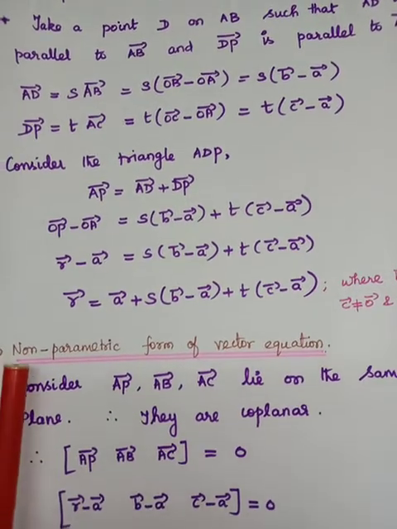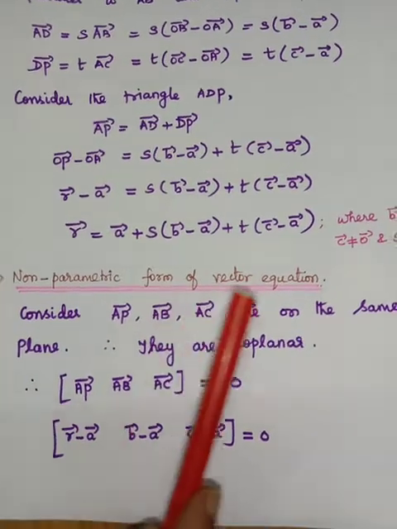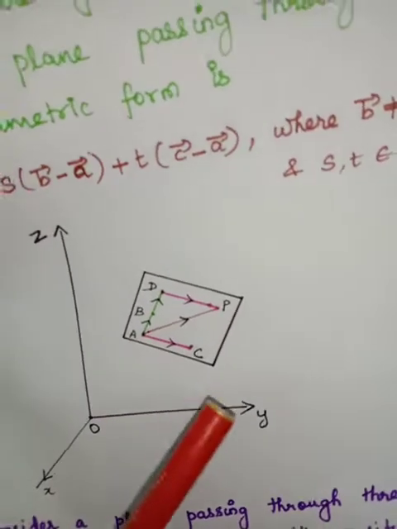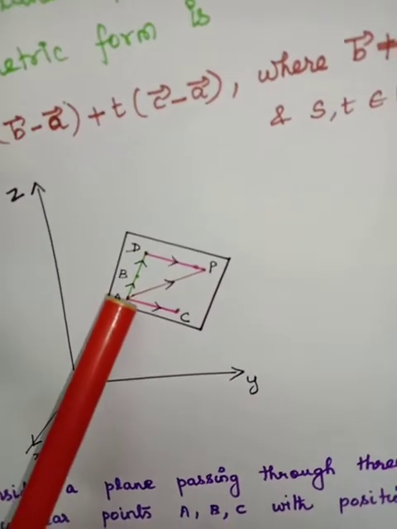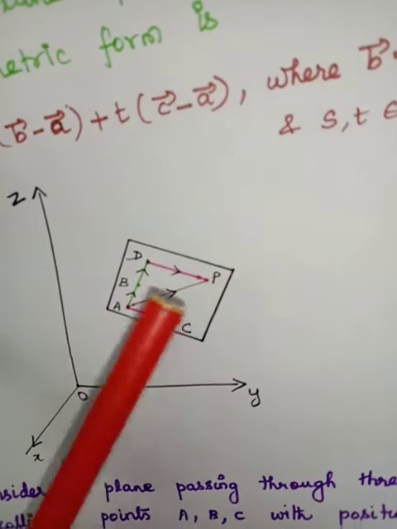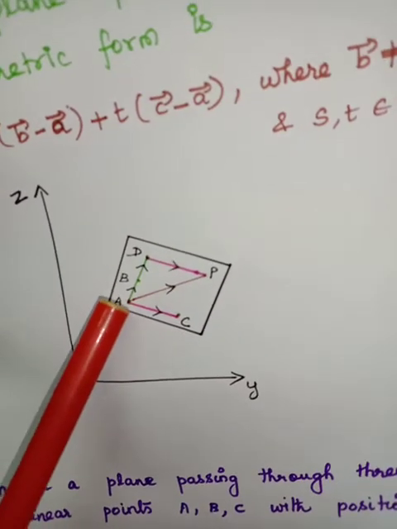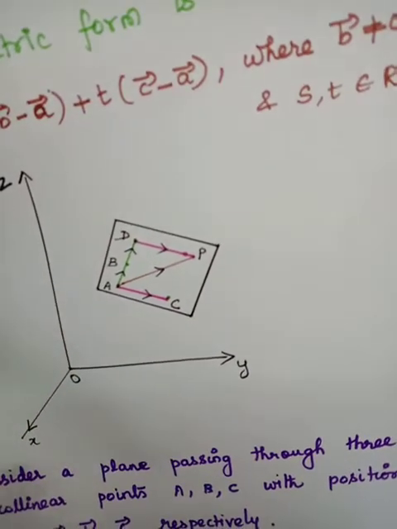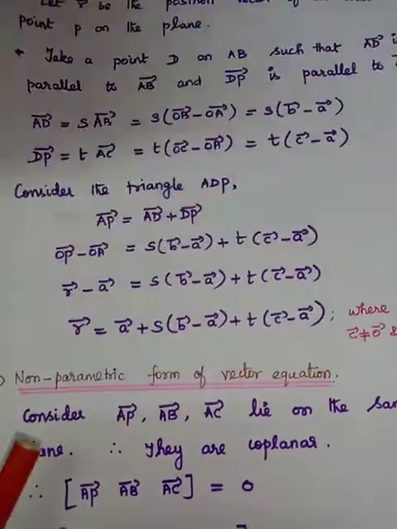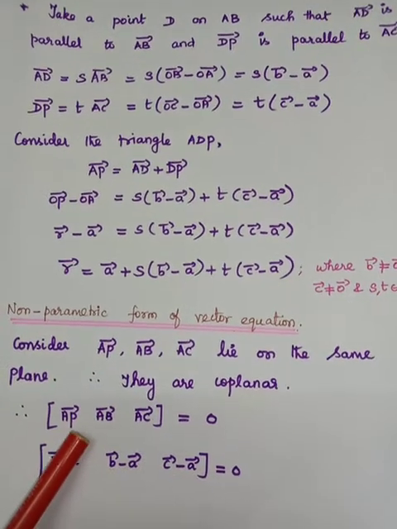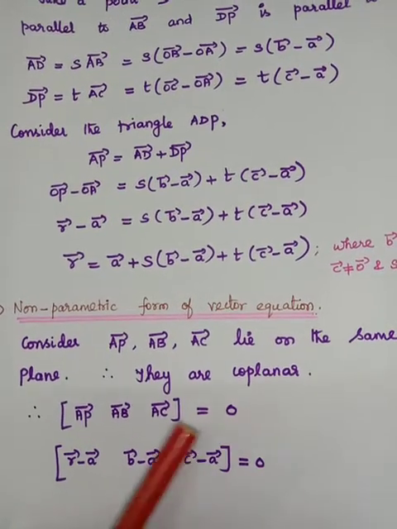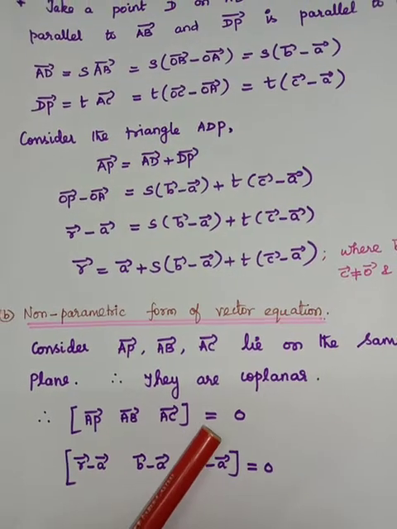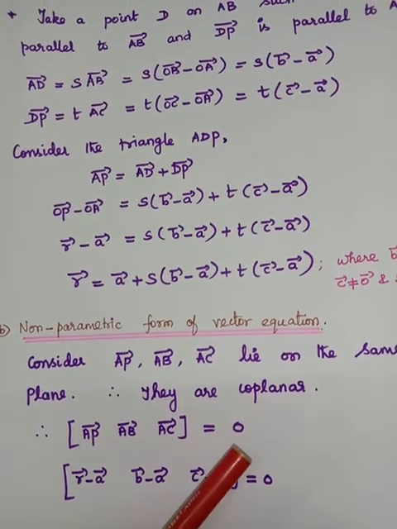Now we are moving to the non-parametric form of the vector equation of the plane when three non-collinear points are given. I am going to consider AP vector, AB vector, AC vector. All three vectors lie on the same plane, so they are coplanar. If they are coplanar, their box product is equal to 0. So the box product of AP vector, AB vector, AC vector is equal to 0.